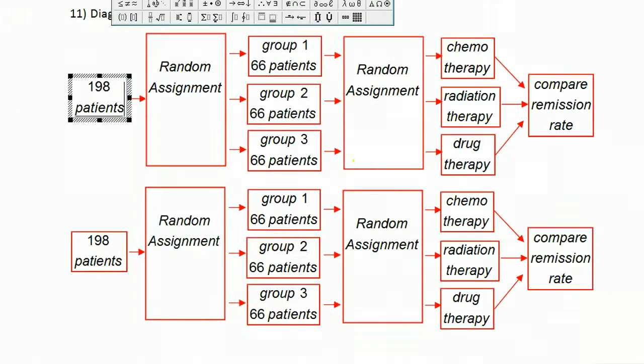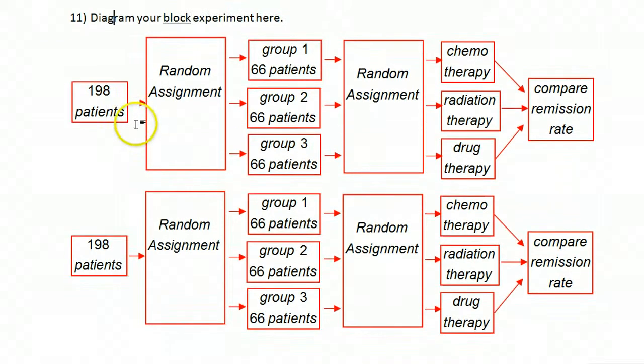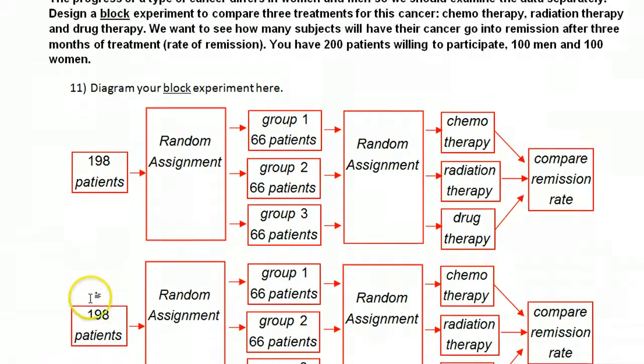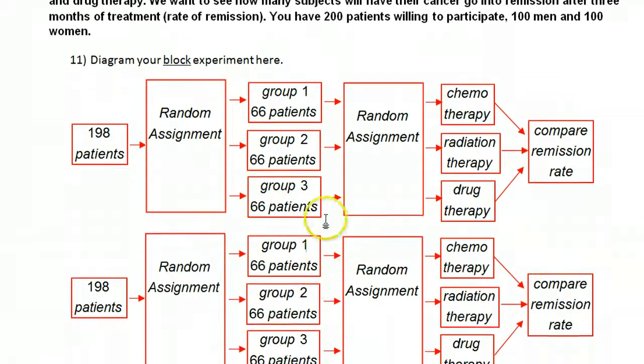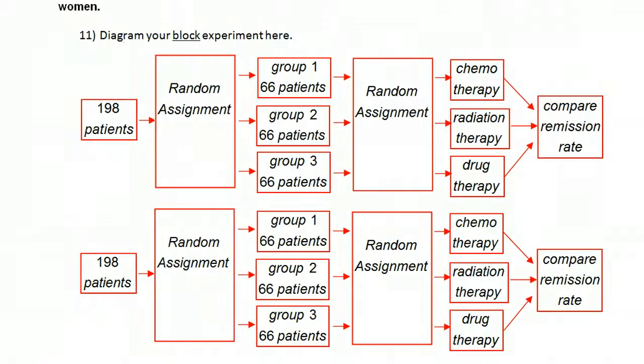Again, if you skipped to this part of the video, the reason I'm starting with 198 instead of 200 is that I needed something divisible by 3 because I have 3 treatments. So 198 is the closest I could get.